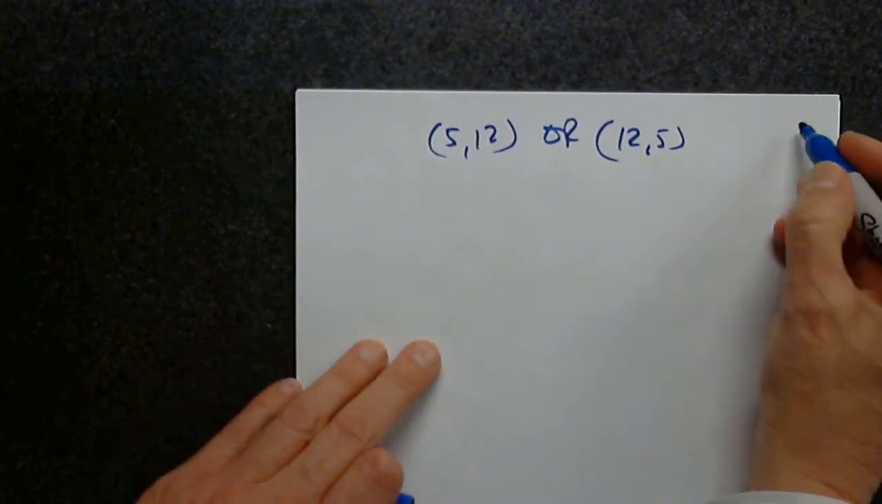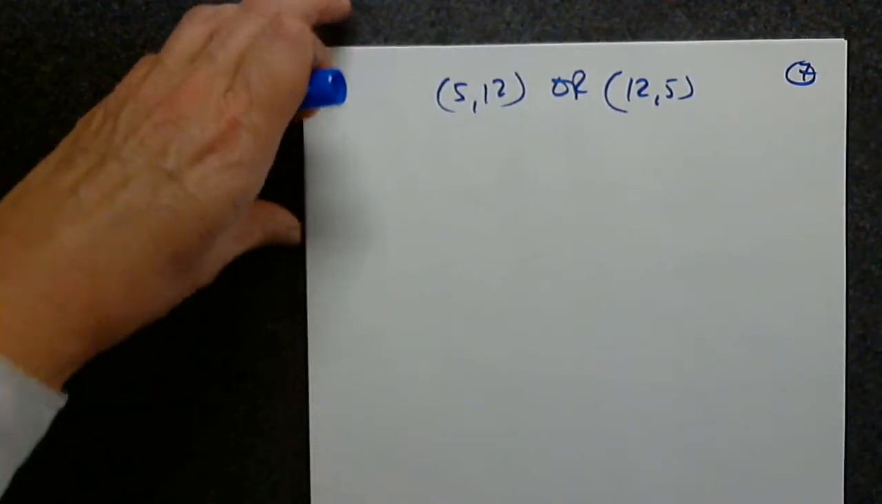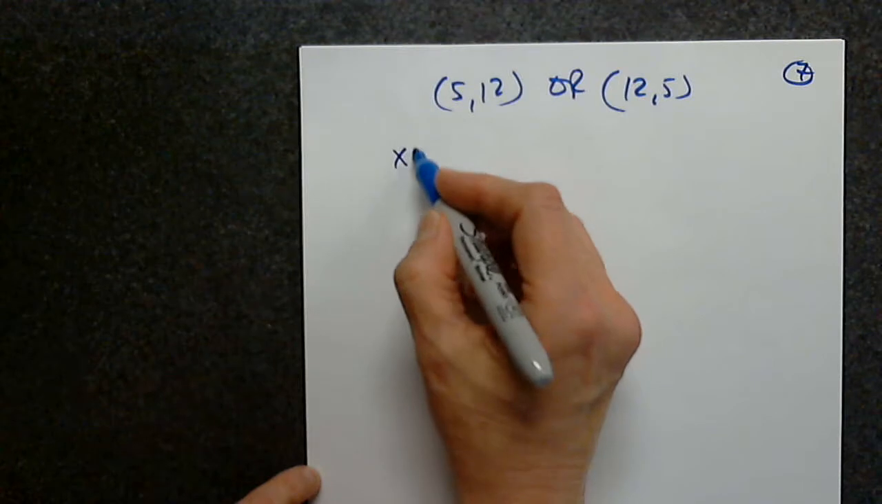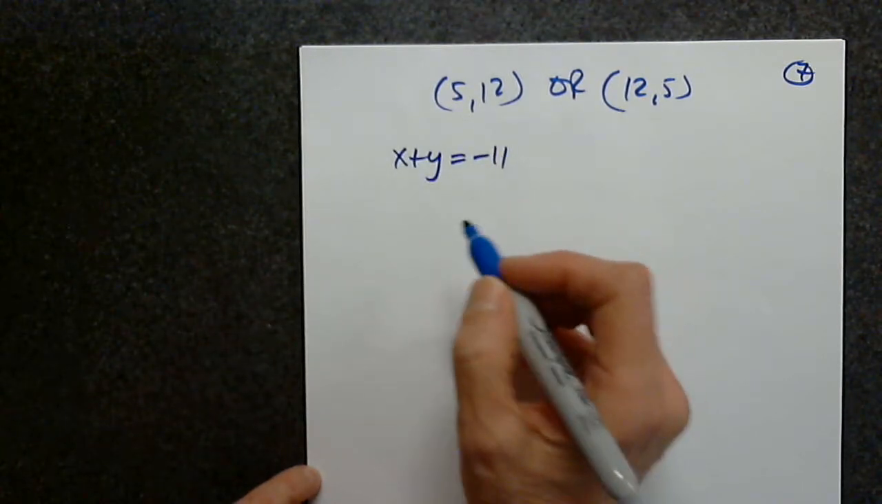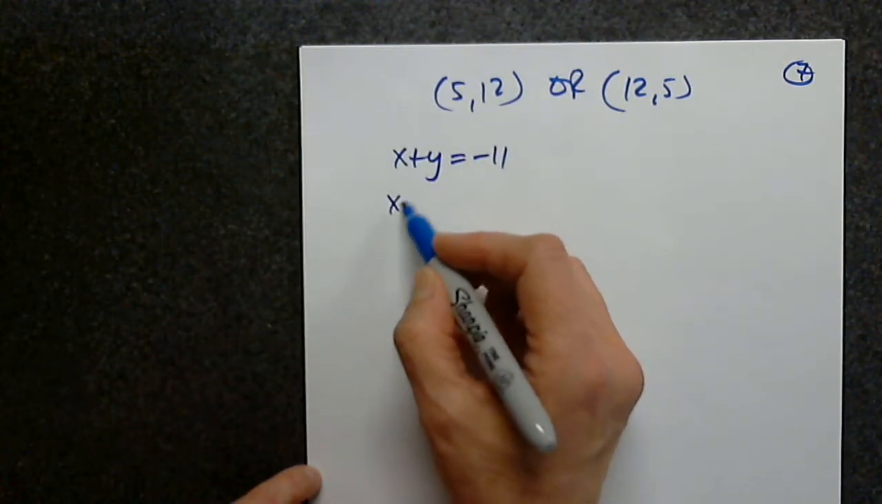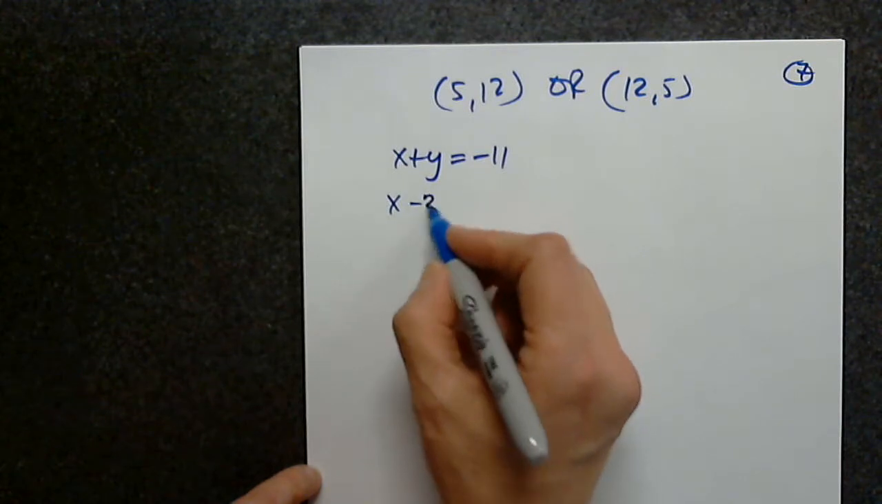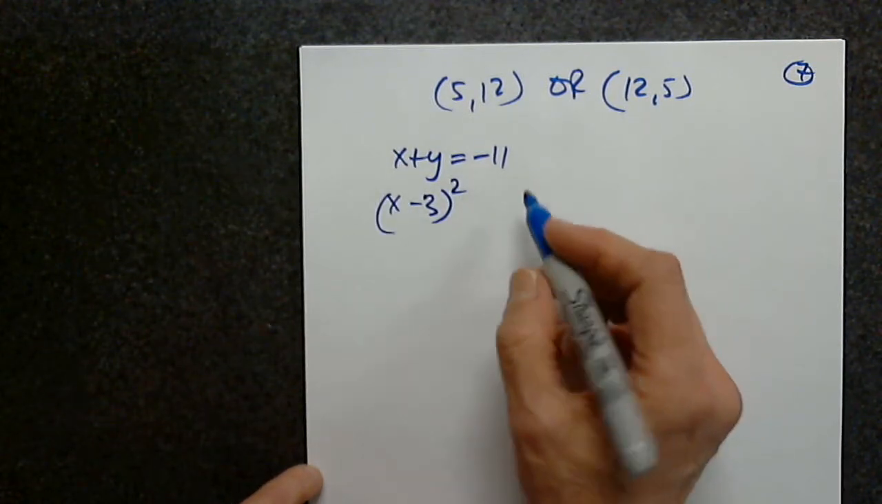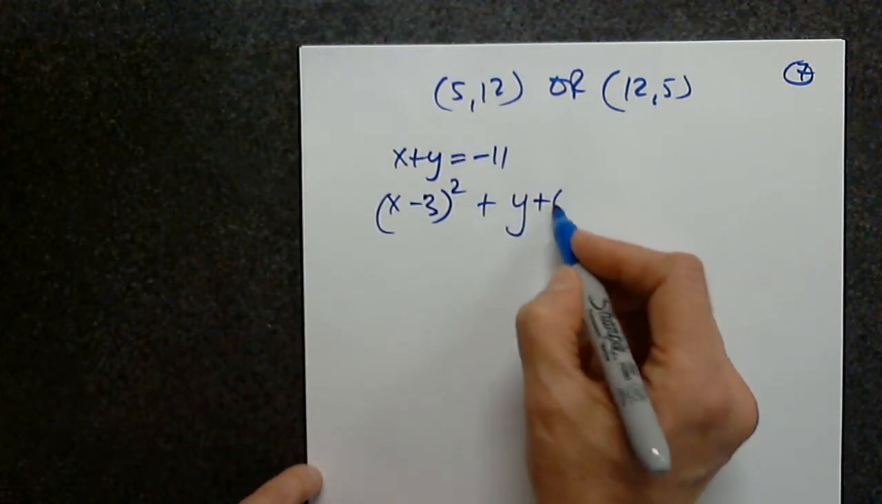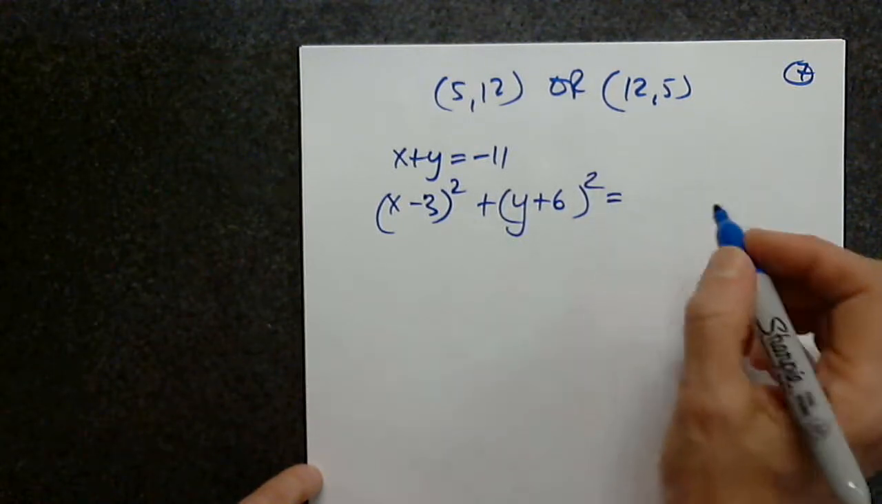Anything else? Yes, please. x plus y equals negative 11, and then (x minus 3) squared plus (y plus 6) squared equals 34.